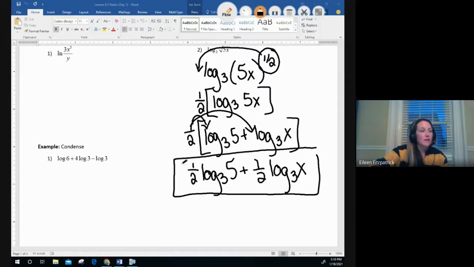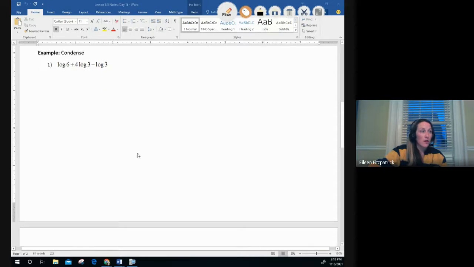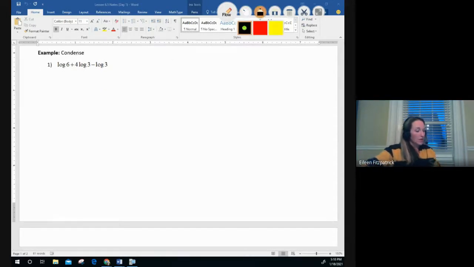All right. Okay. Number 1 in the next example, we're going to condense. So condense is going the opposite direction. Condense means we're going to go from having multiple logs or ln's to a single log or ln. All right. So to condense, you're going to actually go in the opposite direction. If there are any powers, any exponents, any numbers out in front, take care of those first, put them back up in the exponent, and then put together.